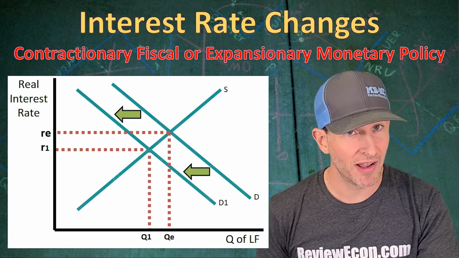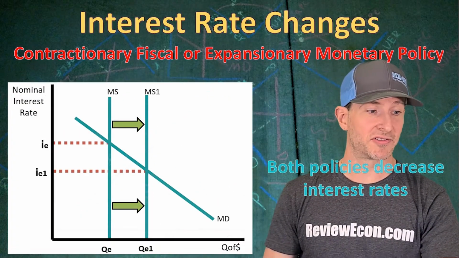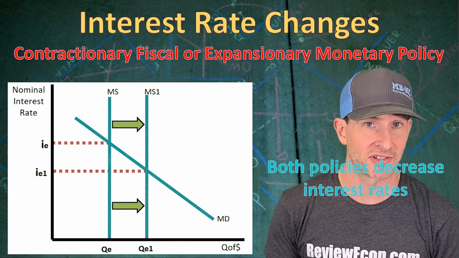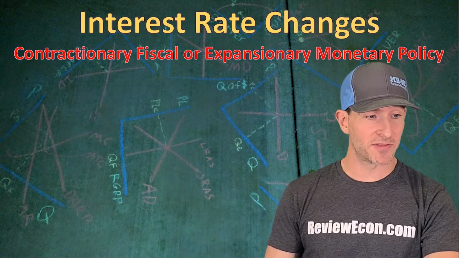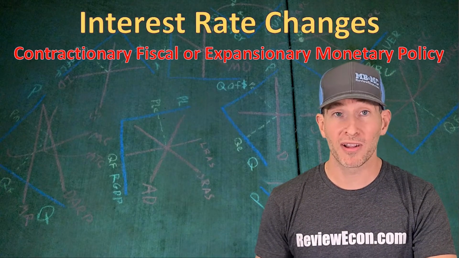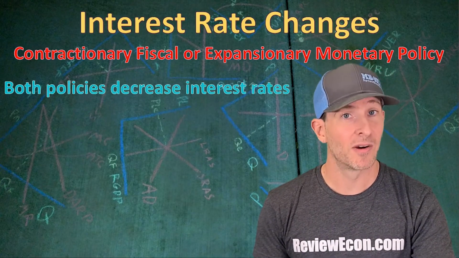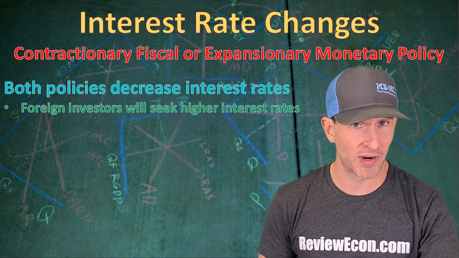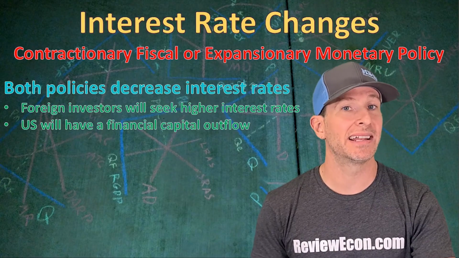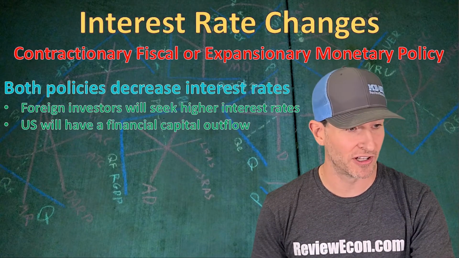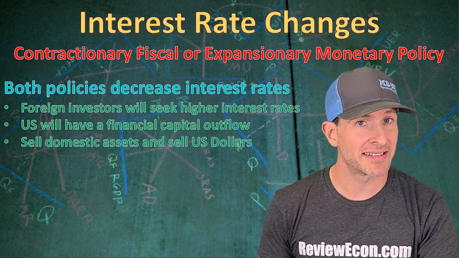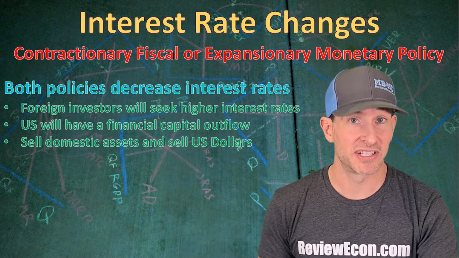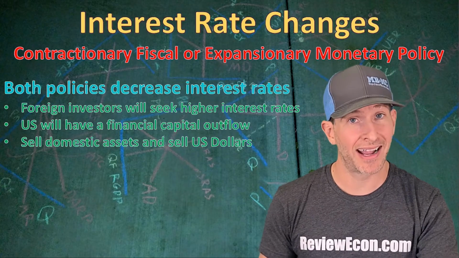Now, expansionary monetary policy will also decrease the interest rate in the money market graph, so both policies decrease that interest rate. To see the impact on the foreign exchange market, we have to remember that both policies decrease that real interest rate. We are going to see that foreign investors will seek higher interest rates elsewhere. That means the US will see a net financial capital outflow as foreign investors sell US assets and therefore sell US dollars in order to buy foreign currencies where they can buy foreign assets with higher interest rates.